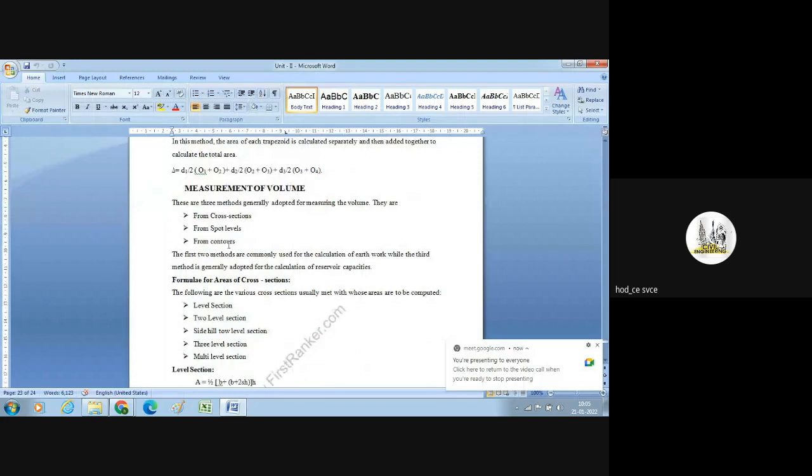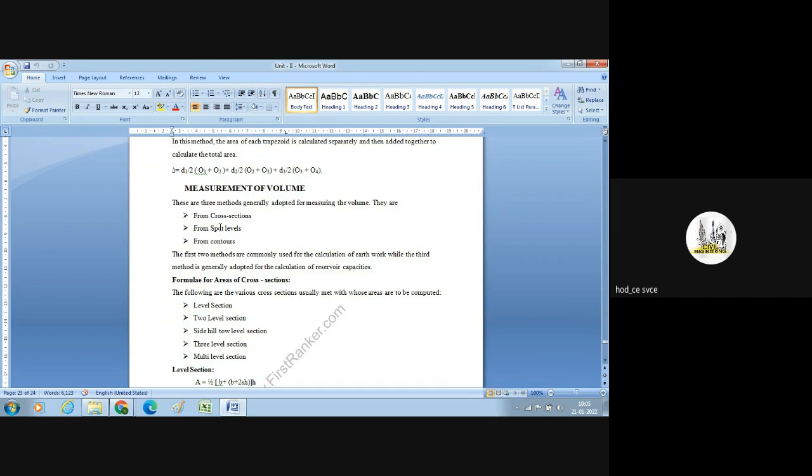Next, offsets at irregular intervals, right? Offsets at irregular intervals. No need to go for the measurements of volumes. That is not important, I think. I have removed it from your syllabus also, right? Next topic is area: how we are going to calculate the area for offsets at irregular intervals.